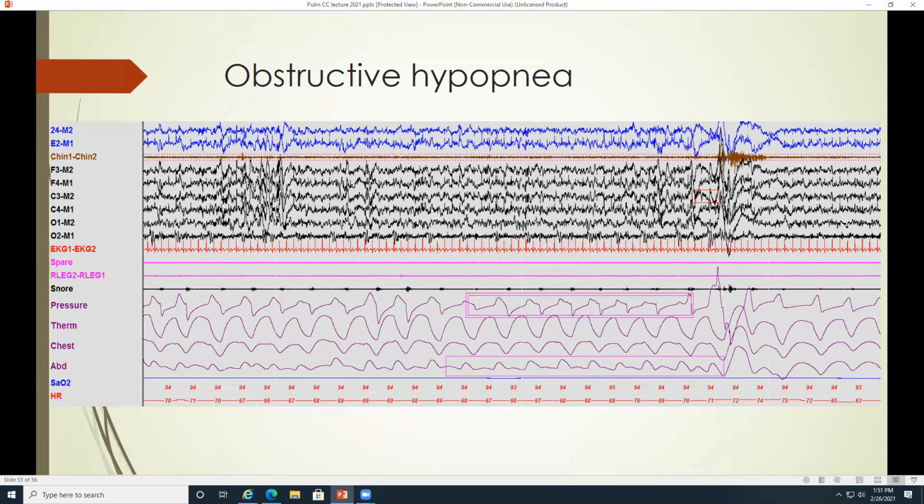If it's in REM sleep and they have an arousal like that, a lot of times they may go right back into REM sleep. Sometimes they wake up from it and then they're awake for a while. It really depends, but they could go right back in.